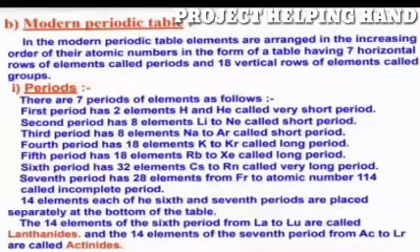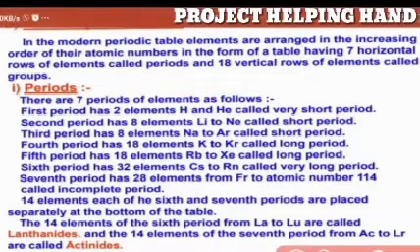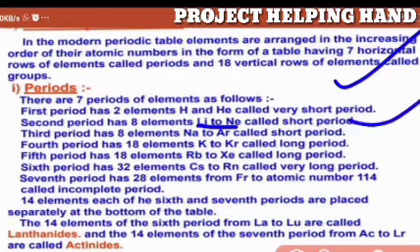Now I'll just shortly explain the periods. The first period has 2 elements, hydrogen and helium. Helium is a noble gas. The second period has 8 elements, from lithium to neon, and the third period has 8 elements, from sodium to argon. They are called short periods. From the fourth period, potassium to krypton, we call it the long period. The fifth period has 18 elements, rubidium to xenon, and the sixth period has 32 elements, cesium to radon.